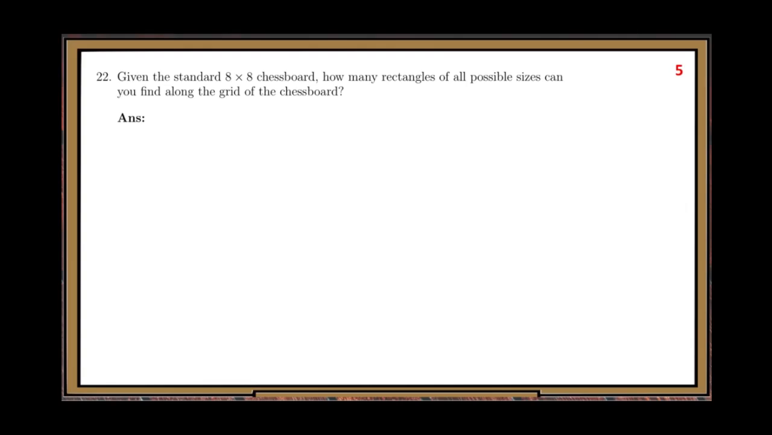Number 22. Given the standard 8x8 chessboard, how many rectangles of all possible sizes can you find along the grid of the chessboard?